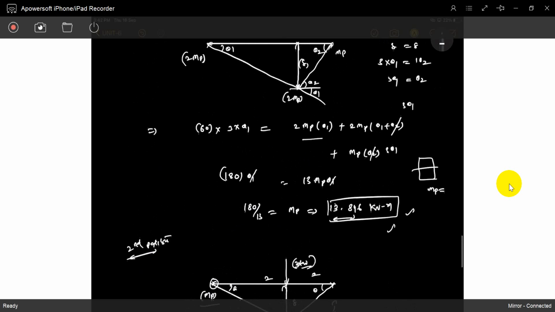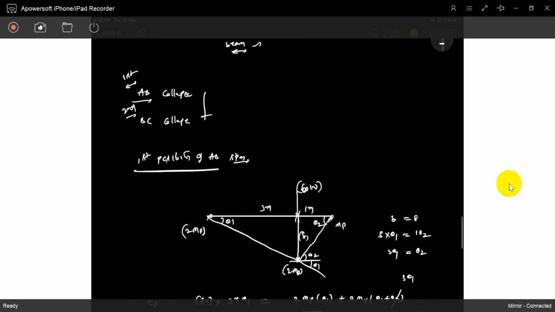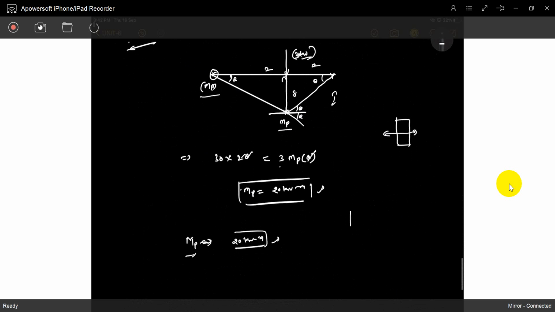That loading means this 60 and this 30, AB span and BC span, both spans are safe if you choose MP as 20. If you know the MP is 20, you can choose the cross sections. Fy is 250. Fy into BD square by 4 is MP. You can choose the B and D. That is the cross section. You can design it and you can place it.